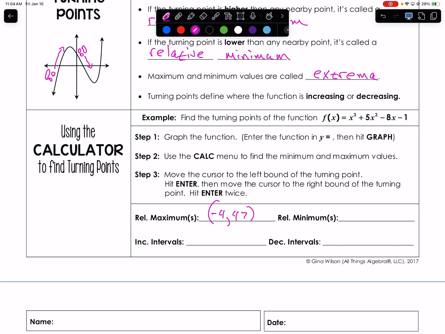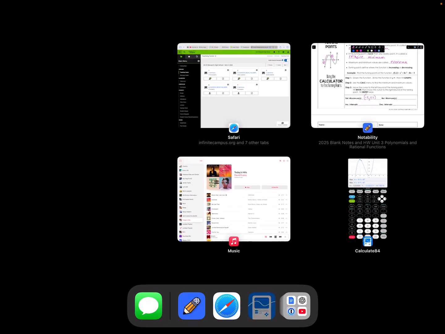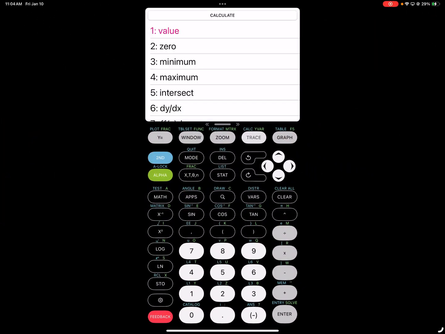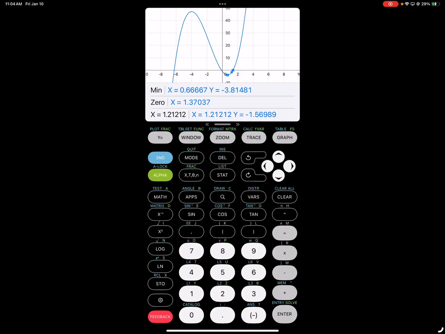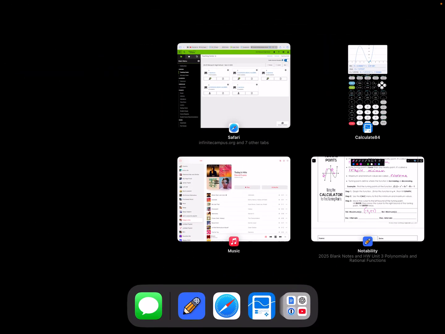Get the minimum. Second trace number 3 to get the minimum. You can check on mine to make sure you did it right. It always says left bound first. And round to the tenths on these. It's just a pain in the neck to write if you round to hundredths. We're going to round to tenths. So you should get 0.7, negative 3.8.